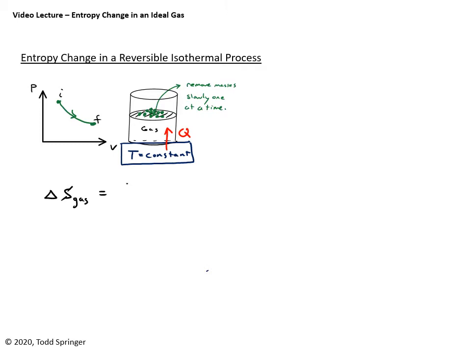Well, delta S, like always, is the integral of dS. So delta S is a finite change. dS is an infinitesimal change, and to get the finite change, I just add up all of the infinitesimal changes. And then we can put in here the definition, dq reversible divided by T. So in the last lecture, I was a little sloppy.